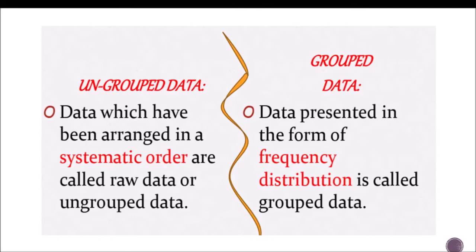For example, if we have the height of a certain person, we just have five, so we have 130, 170, 120, and 140, then we have 150, all in centimeters. If we are going to arrange this in ascending order, from lowest to highest, we have 120, 130, 140, then 150, and 170. So this now is called ungrouped data. We have an ungrouped data of the heights of a certain group of people.